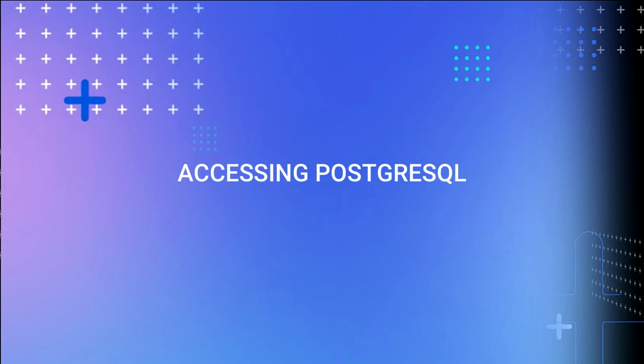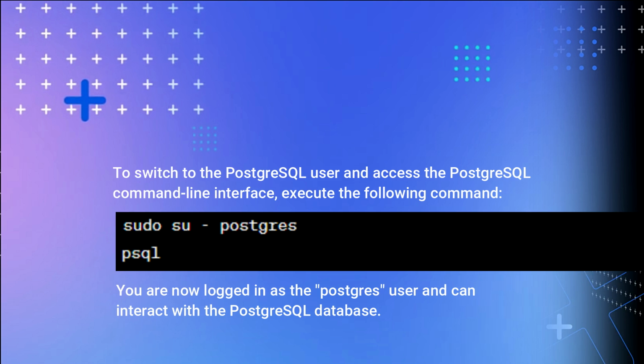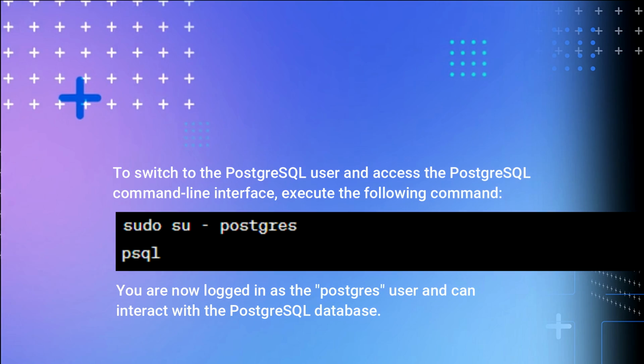Accessing PostgreSQL. With PostgreSQL installed and secured, let's briefly discuss how to access it. By default, PostgreSQL creates a superuser named postgres with a corresponding Linux user account. To switch to the postgres user and access the PostgreSQL command line interface, execute the following command. You are now logged in as the postgres user and can interact with the PostgreSQL database.